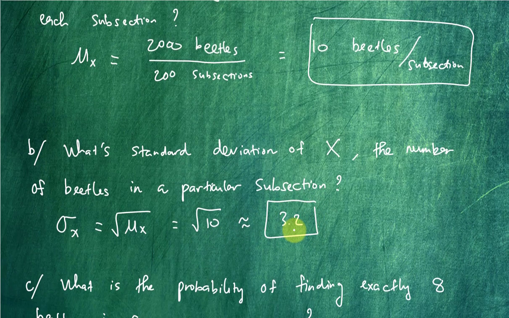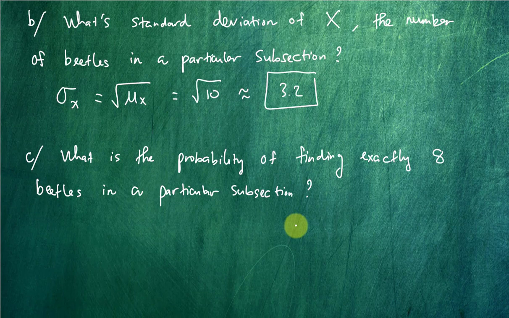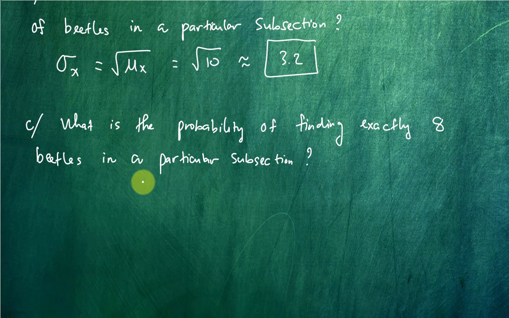And now we have the last question. What is the probability of finding exactly 8 beetles in a particular subsection? So we know that we are using the Poisson distribution, and we can find P of 8 because we are looking for exactly 8 beetles. So P of 8, and you got the formula.